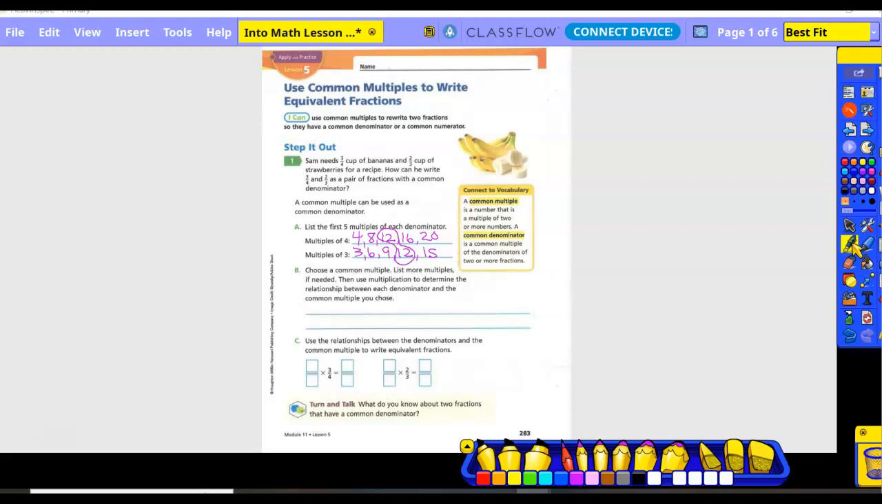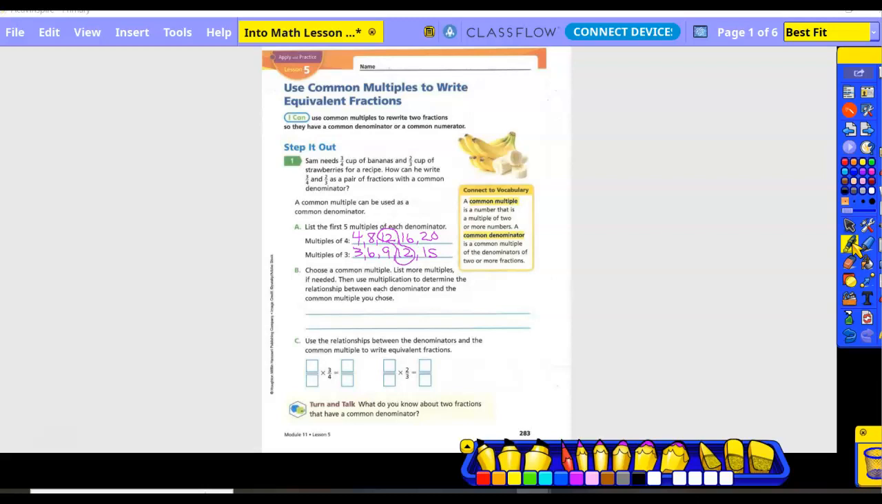So if we would have done the first 5 and we would not have come up with something in common, we could have listed more, correct? Okay, so basically, if you took 4 times 3, does that get us 12? So in that case, that worked. But do you always have to multiply the denominators to figure out their common multiple? No. Sometimes you can get one that's a little less than if you would have multiplied them. Okay, so letter C. Use the relationship between the denominators and the common multiples to write equivalent fractions.